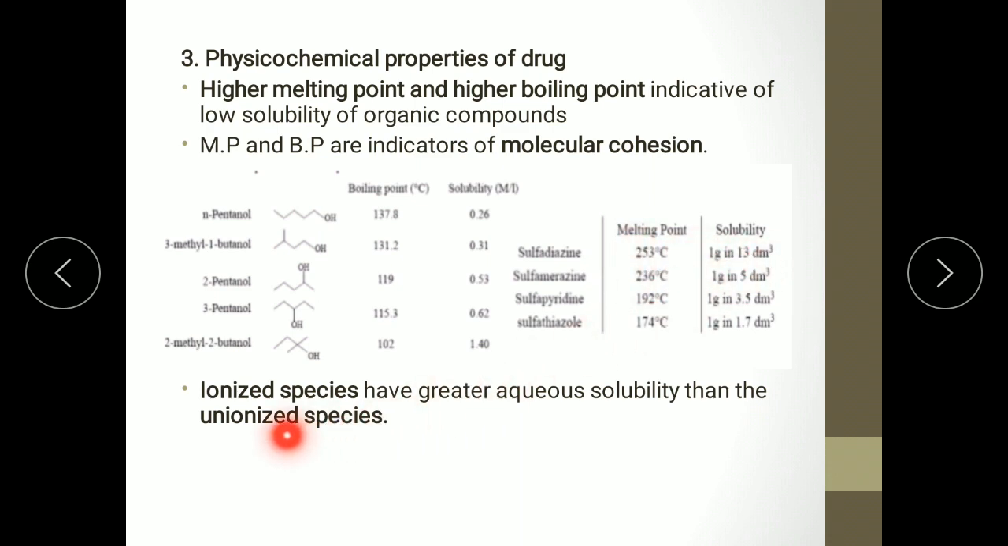Okay, the next point is that ionized species have a greater aqueous solubility than unionized species. As we have seen, ionized and polar solutes have more aqueous solubility than unionized species.